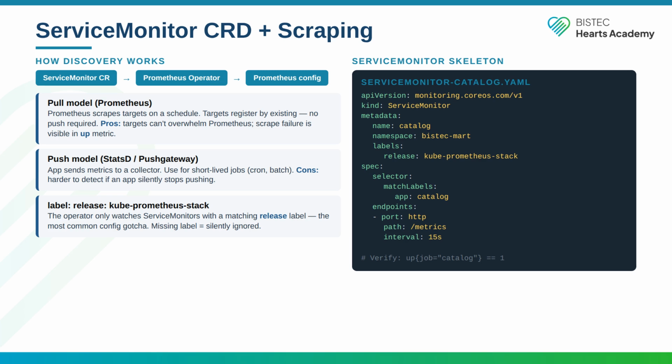The most common configuration mistake is the release label. Prometheus Stack's Prometheus only watches ServiceMonitors that carry the label release. If that label is missing from your ServiceMonitor, Prometheus silently ignores it. No error, no warning, no data. The diagnostic command is kubectl get servicemonitor with -o YAML, and check the labels section.